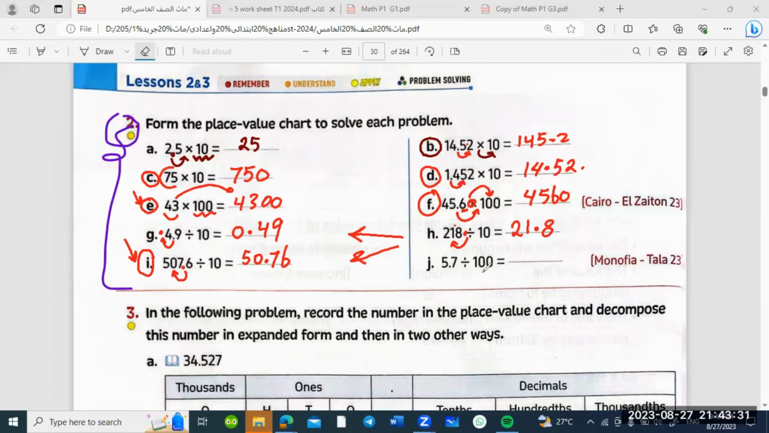What about divided by 100? The same, Jana, but I will move the decimal point 2 steps back. I need here 0, and then move the decimal point to be here. So 0.057. Do you understand why we put 0? Because I need two place values. I need 2 digits and then put the point after them. Understand? Yes. Very good.